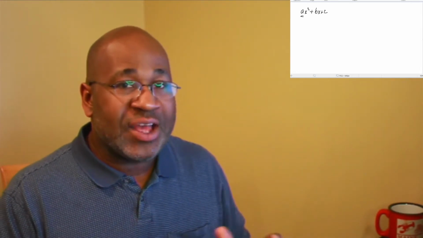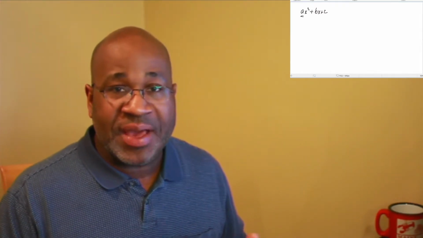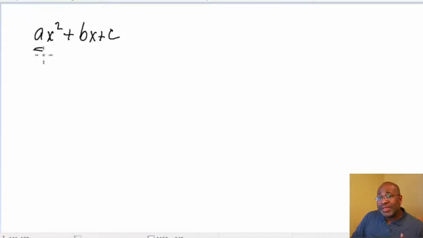There are two methods that we're going to look at here. One is called trial and error, and one is known as the AC method. But let's get into these right now. These types of trinomials involve a leading coefficient of something other than 1.